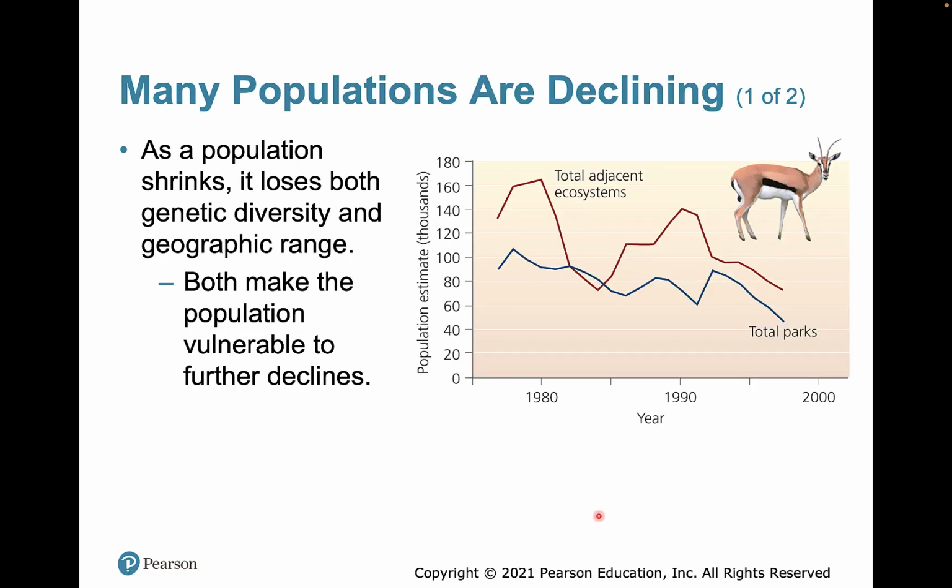Populations are declining, so when a population shrinks, it loses its genetic diversity, and it also loses its geographic range. It goes from being widely spread to more narrowly spread, which is something we're going to learn about. It's a positive feedback loop. It's like a snowball rolling down a hill. It's just going to make things worse.